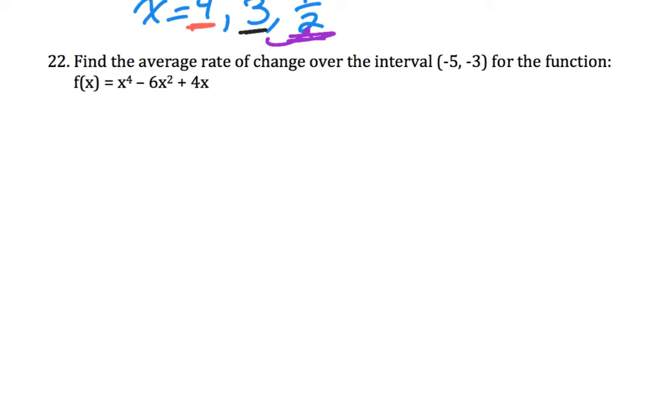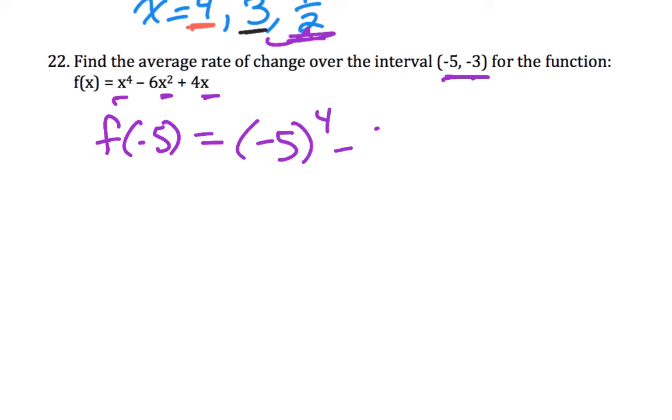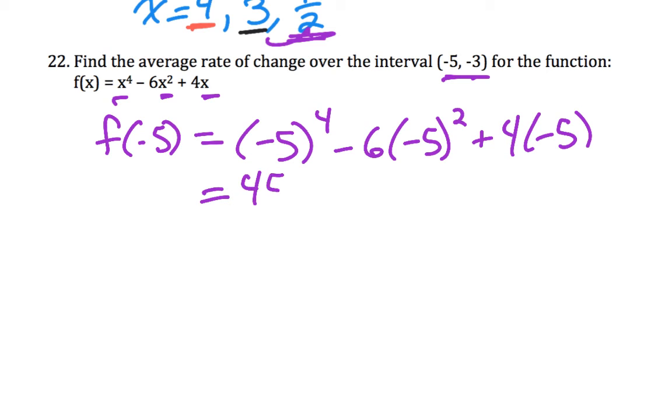22. This is another review question kind of stuck in the middle here. We want to find the average rate of change over that interval. So I'm going to find f of negative 5. That means I need to plug in a negative 5 for each of the x's. So this is negative 5 to the 4th minus 6 times negative 5 squared plus 4 times negative 5. And that comes out to be 455.